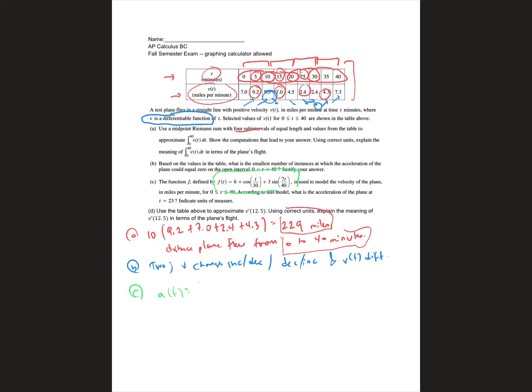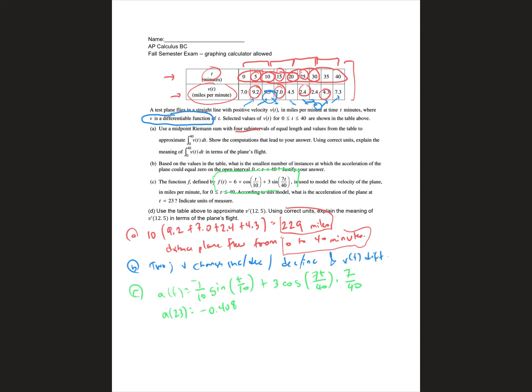The derivative of 6 becomes 0. Because of the chain rule, the derivative of cosine of t over 10 is negative 1/10 sine of t over 10, and the derivative of the second term would be 3 cosine of 7t over 40 times 7 over 40. And then I want to plug 23 into that. And I believe when I do, I get negative 0.408.